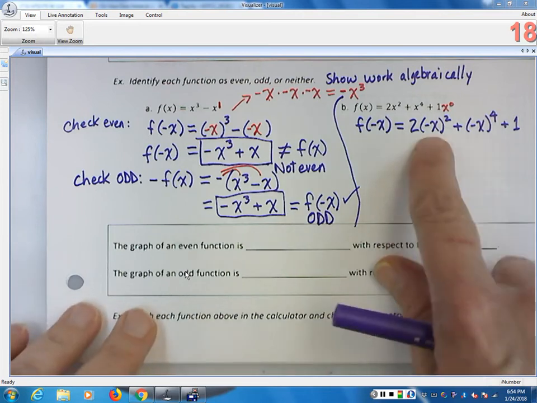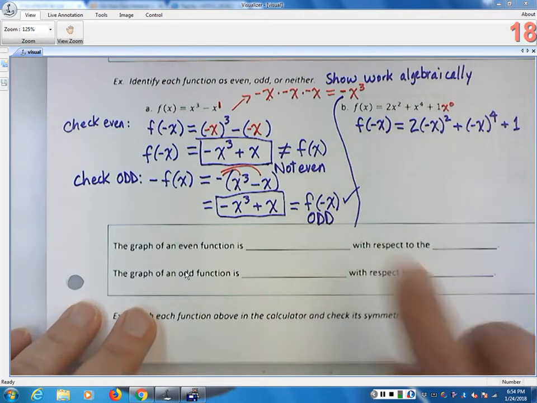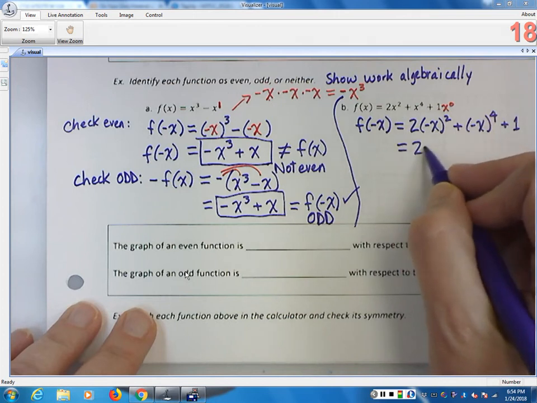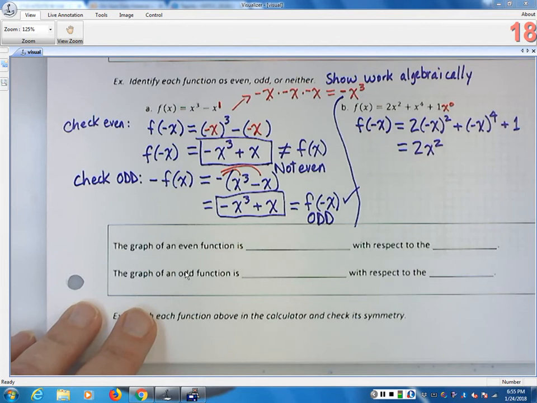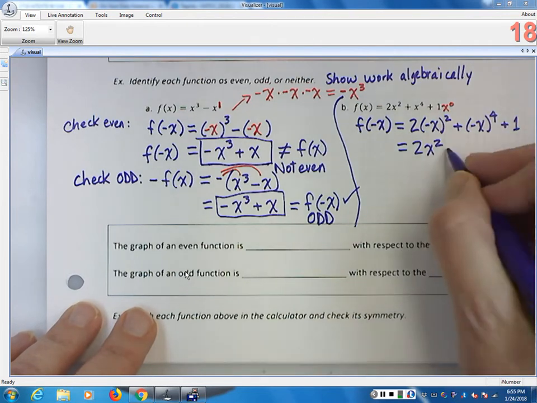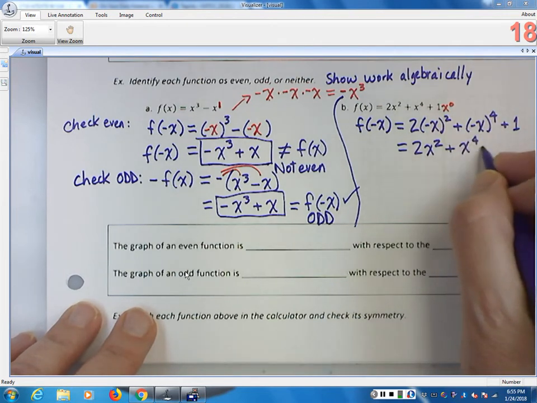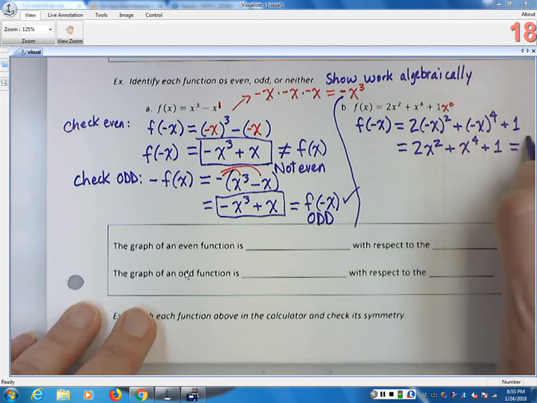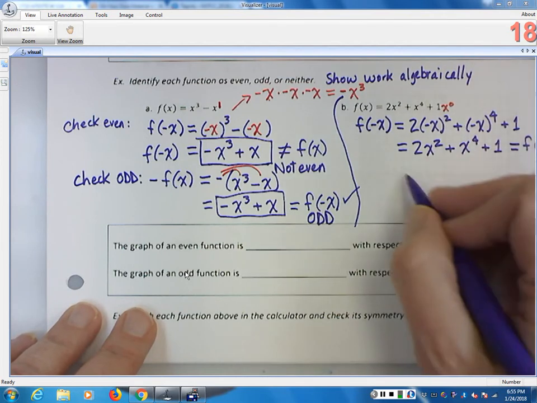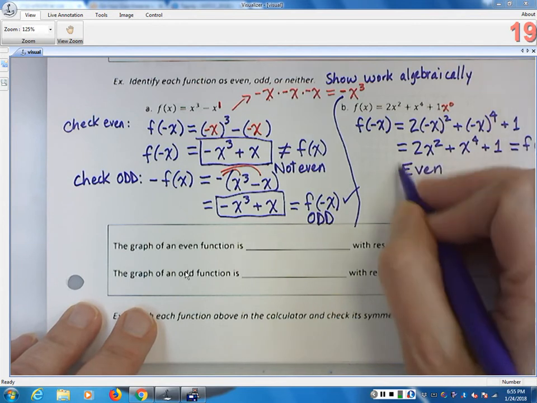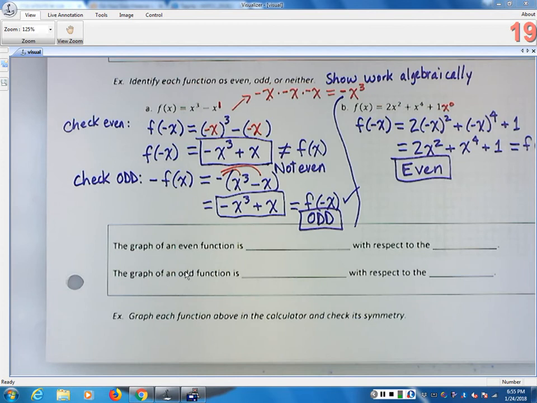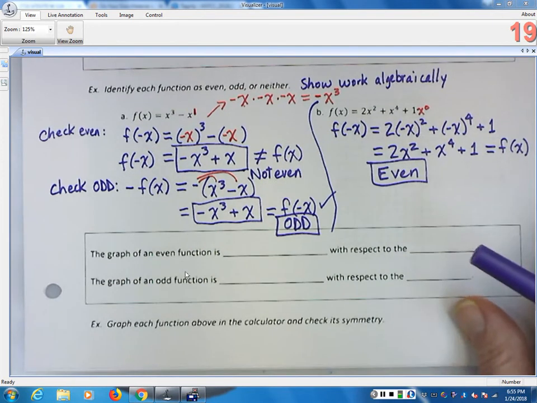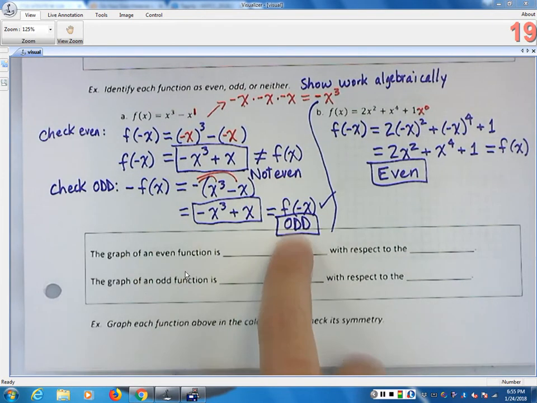When you take negative x times itself, you're going to get positive x squared. So you're going to get 2x squared. When you take a negative x times itself 4 times, you got 4 negative signs that cancel out. You get x to the 4th plus 1, and that does equal f of x. So this is even, and you can stop. So first you check for even, then you check for odd, and then if it's not even nor odd, it'll be neither. But if it's even, you can stop.